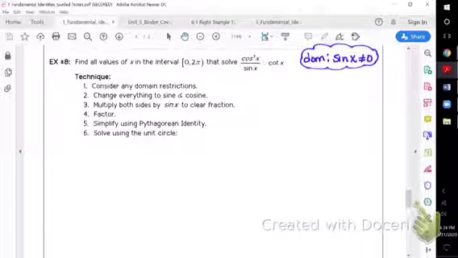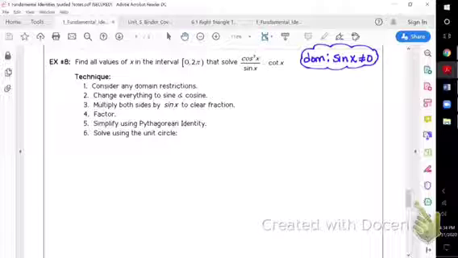Alright, so the second thing to do is probably change everything to sine and cosine, where sine and cosine are easier to deal with. I told you before in one of the other videos that if all else fails and I'm not sure what else to do, I always go to sine and cosine. Also, you can multiply both sides by the denominator. Remember to always get rid of a fraction. We don't like fractions, get rid of them.